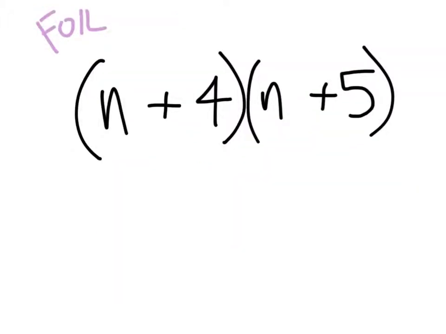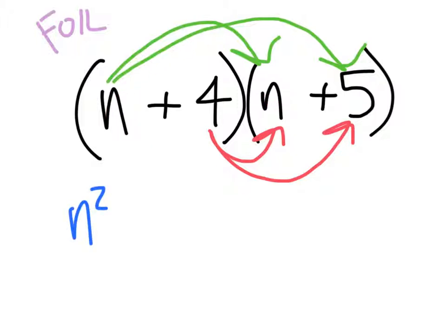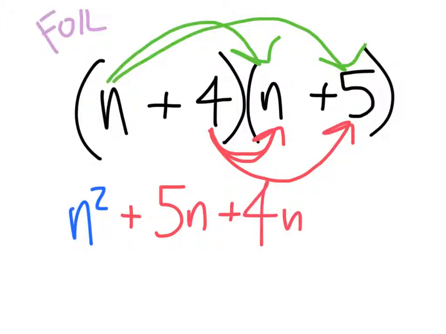Alright, let's multiply this set of binomials using the FOIL method. So here I see we're going to start with first, and then we're going to do outer, and then inner, and then last. So let's take a look at this. We see it's n times n, and n times n is going to give us n squared. And then we have n times 5, and n times 5 is going to give us 5n. Then we have inner, n times 4 is going to give us 4n. And then last we have 4 times 5, and that's going to give us positive 20.